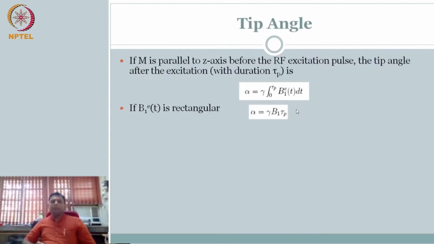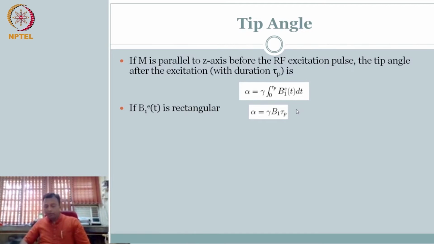Okay. So now, how much do I want to tip it? So the idea is I want to tip it. I know how to tip it, which is to apply an additional B1 field, which is a rotating magnetic field. If I apply that, I will be able to do it. So how much should I tip? That is your tip angle.